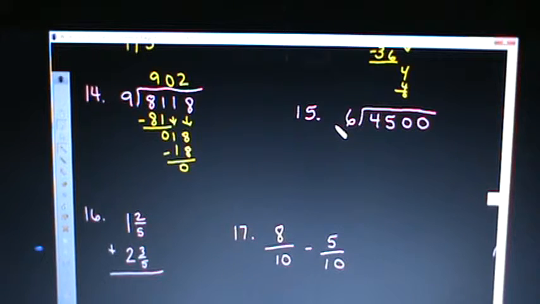15. It says use short division. This is where I don't do this. I just simply add them over to the side. 6 will not go into 4. 6 will go into 45 7 times. 7 times 6 is 42. Now mentally I have to think 45 minus 42 is 3. So I'm going to put my 3 right here. Now this becomes 30. 6 will go into 30 5 times. 5 times 6 is 30. So I have 0 remaining. 6 will go into 0 0 times. So my answer is 750.